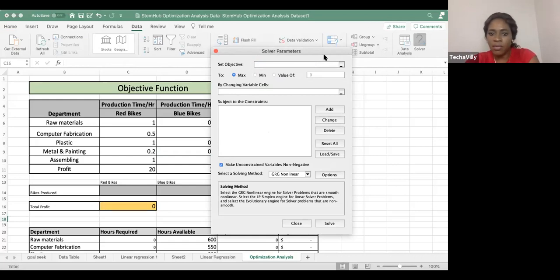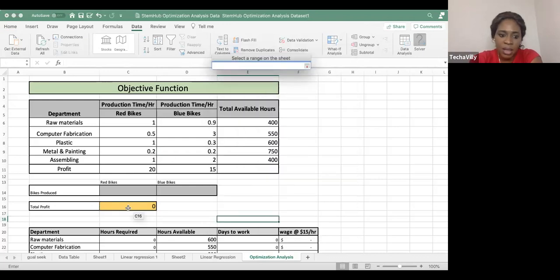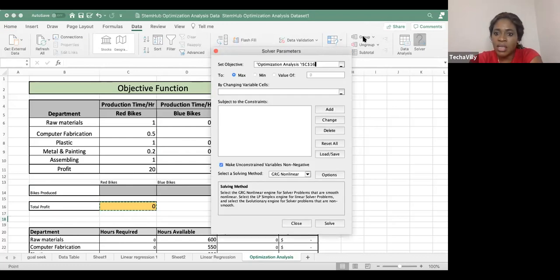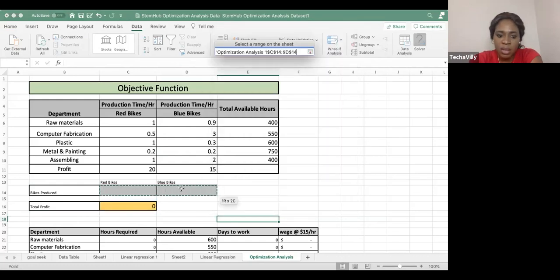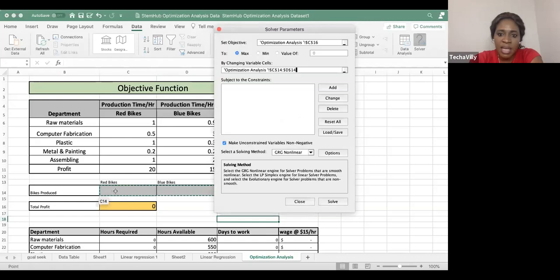Let me take this off and show you how that is done again. Come to cell C16. That's where we have our total profit, where our objective function is. And you click on maximize profit. So what are the cells that are going to be changing? The cells that will be changing will be these two cells. We want to know the total red bikes that we want to produce.